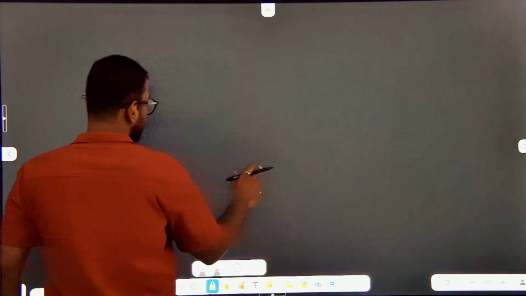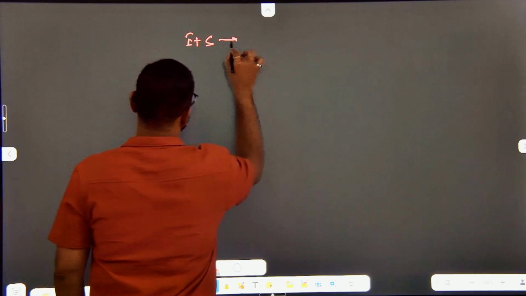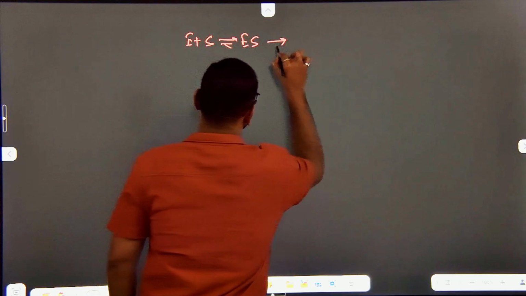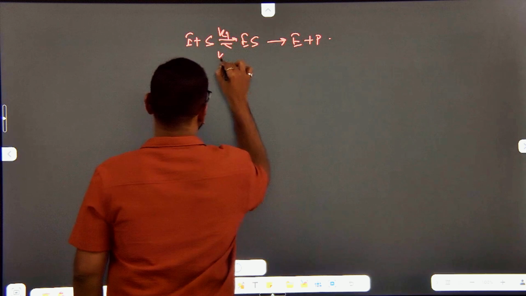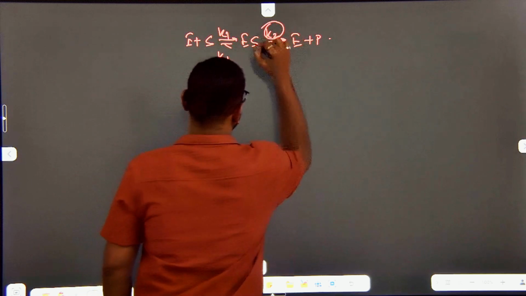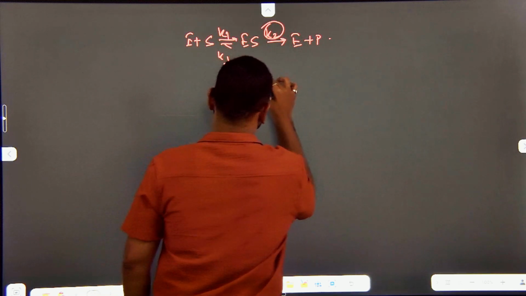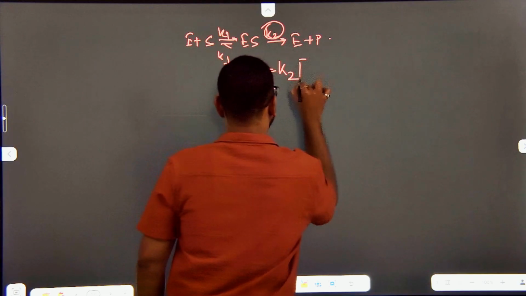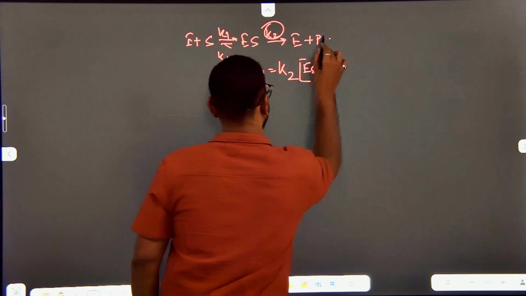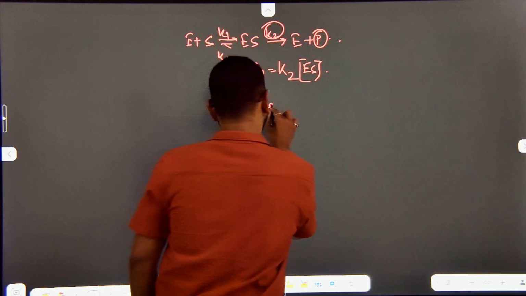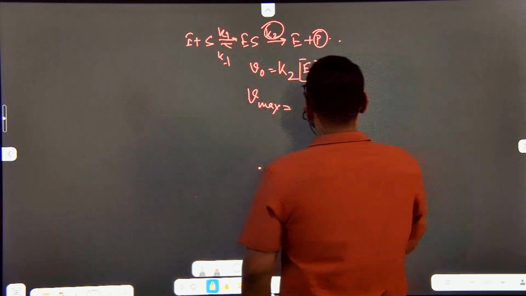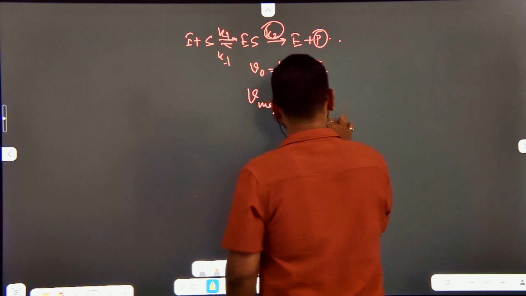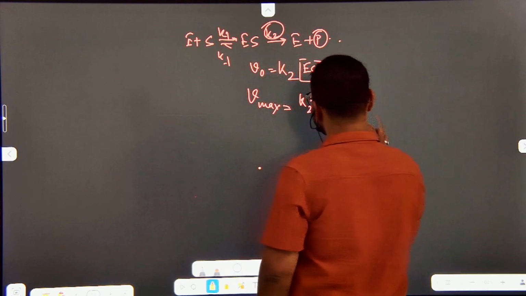Now, let's see. We have E plus S, ES. From there, we are getting E plus P. So this one is K1, this one is K minus 1, this one is K2, which is the rate limiting step. So we have established V naught equals K2 into ES, as ES is getting converted into P. And what should be Vmax? Vmax equals K2 into ET.